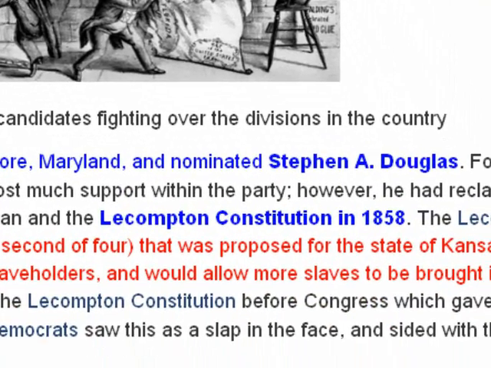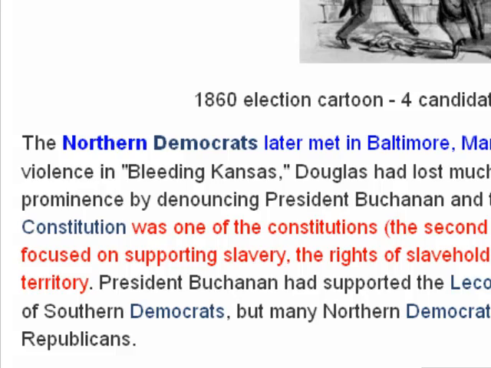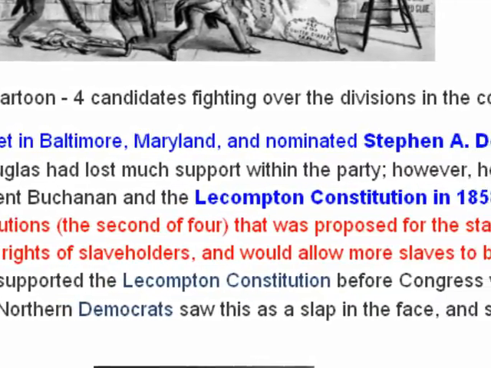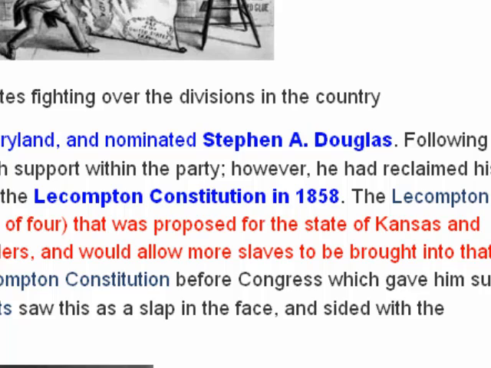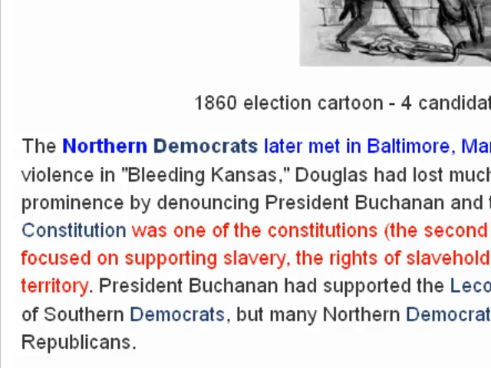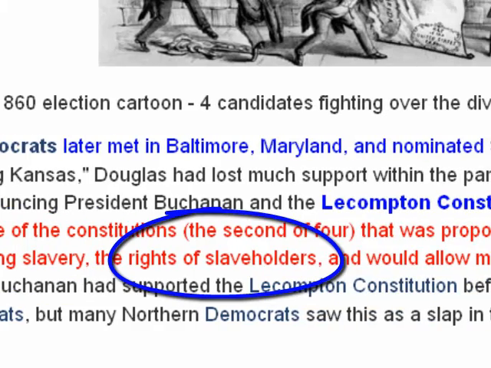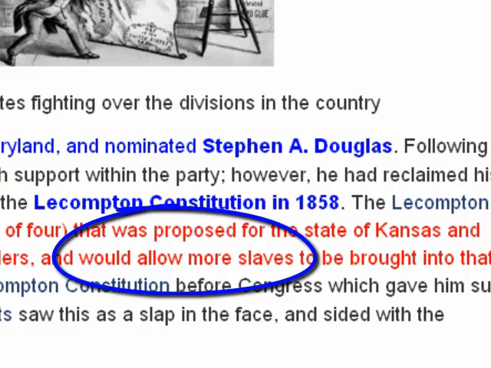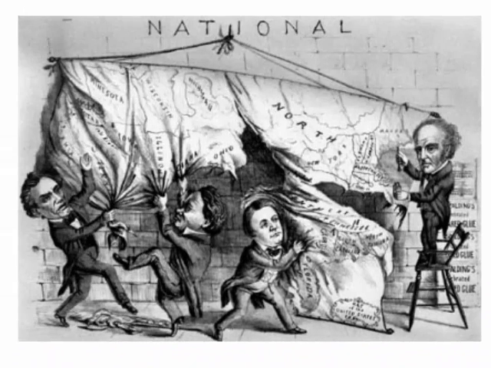Well, it was one of the constitutions. It was actually the second of 4 constitutions that was proposed for the state of Kansas, and the Lecompton Constitution focused on supporting slavery, the rights of slaveholders, and would allow more slaves to be brought into that territory. And President Buchanan had supported the Lecompton Constitution before Congress, which gave him the support of Southern Democrats, but many Northern Democrats saw this as a slap in the face, so they decided to side with the Republicans.